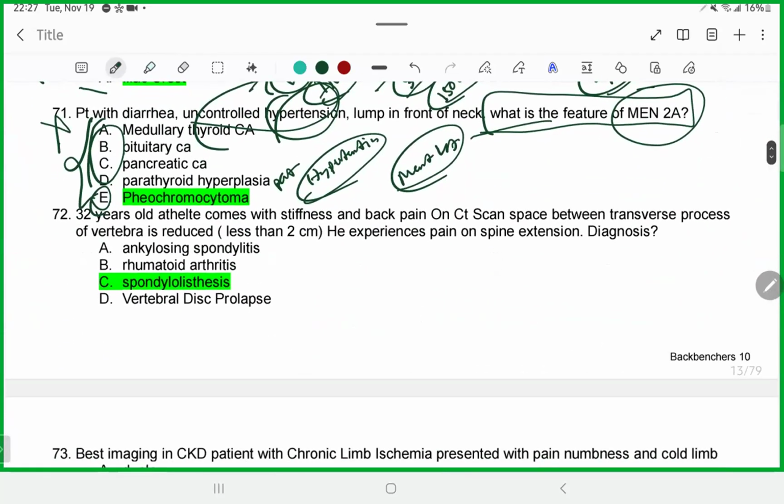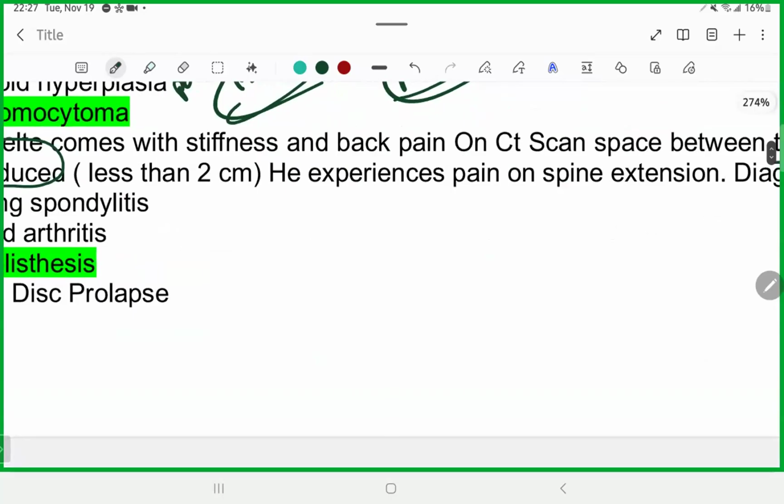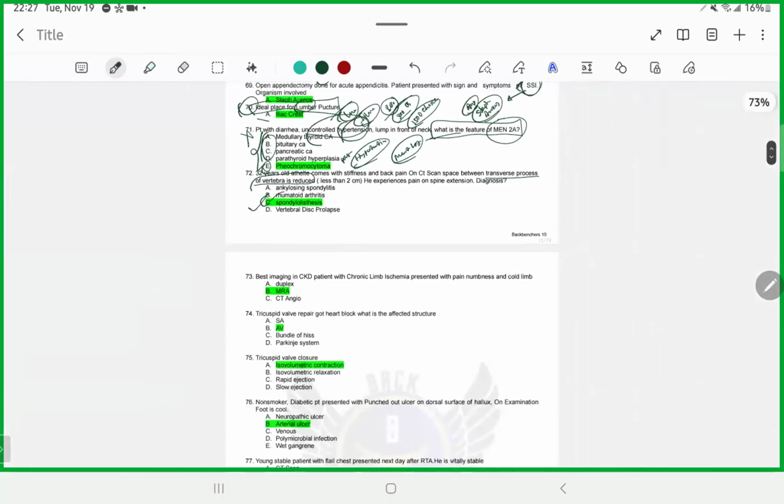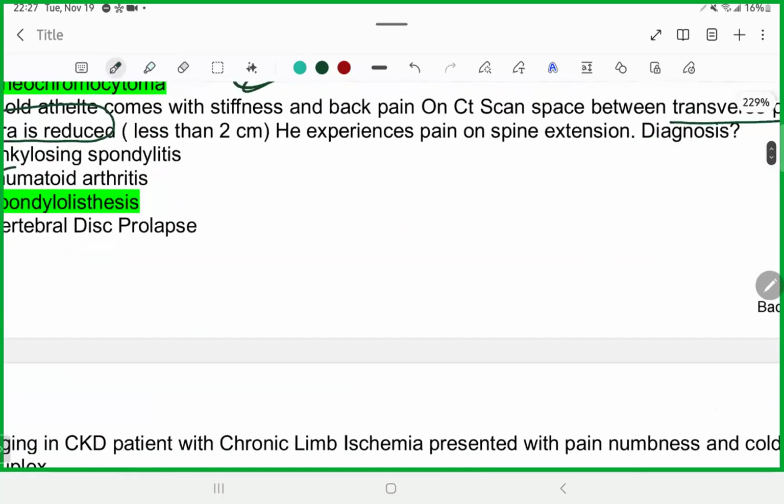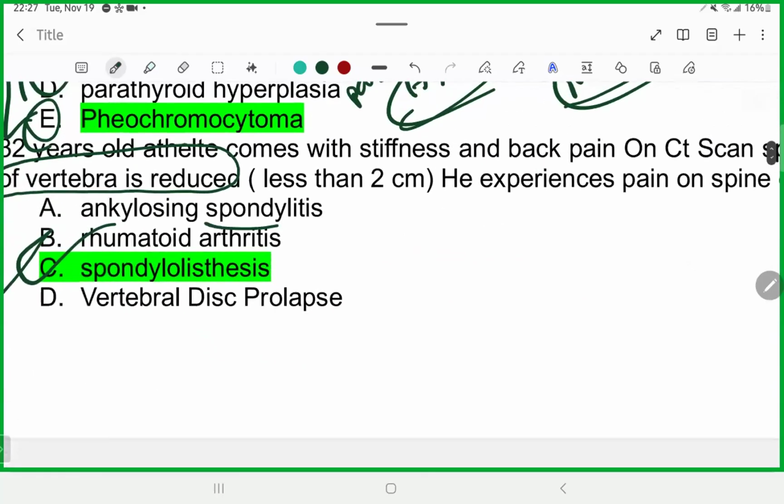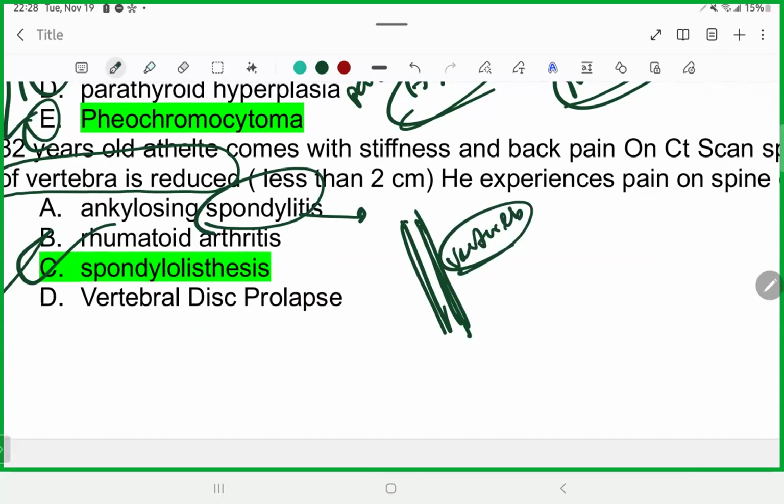32-year-old athlete comes with stiffness and back pain. On CT scan, the space between the transverse processes of the vertebrae is reduced. Spondylolisthesis. Very simple. The space between transverse processes is reduced to less than 2 centimeters. We didn't attach a photo. Okay, see, ankylosing spondylitis. Keyword is bamboo vertebra. Stiff vertebra.